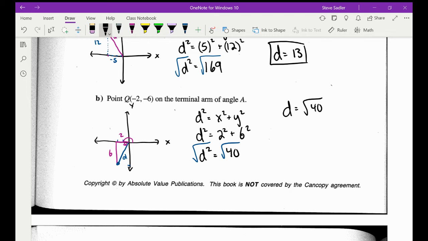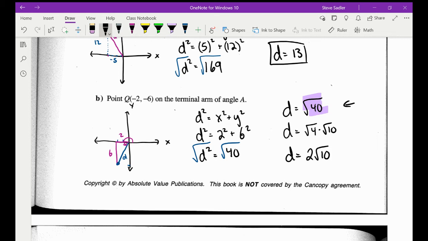We want to write this in simplest mixed radical form. Now this isn't the wrong answer, but it's not in simplest form, so you're not going to get full marks. You want to reduce this root 40 into simplest radical form. So we know that root 40 is the same as root 4 multiplied by root 10. So d is equal to 2 root 10.